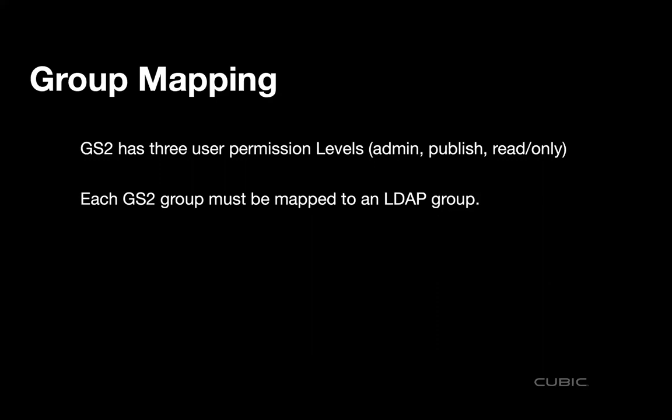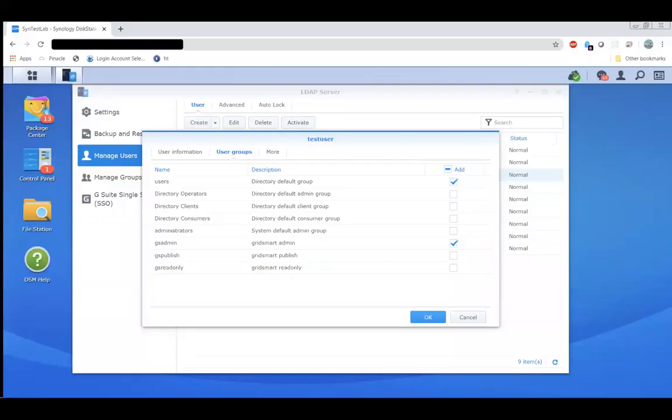The nice thing when you set up LDAP is you can set up groups. When you set up that user on your LDAP system, you can tell it what group on the GS2 it has access to, and that mapping occurs automatically when they log in. Here I'm back on my Synology device, and I have some user groups set up: a GS admin, a GS publish, and a GS read only. This particular test user is checked off as an admin user. So when he logs in to the GS2, or any GS2, he would have those admin privileges.